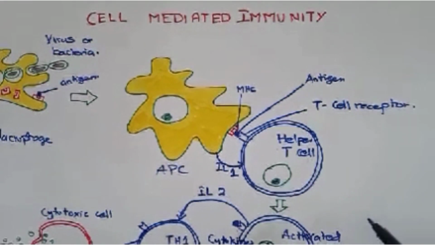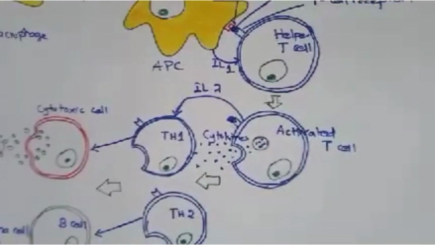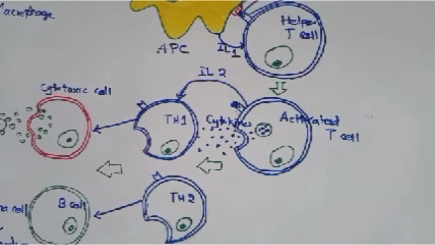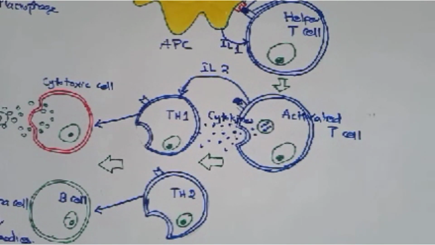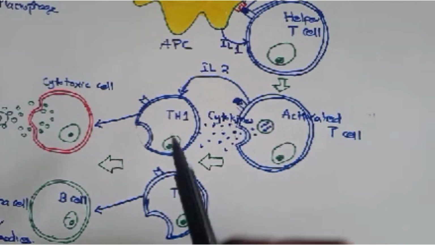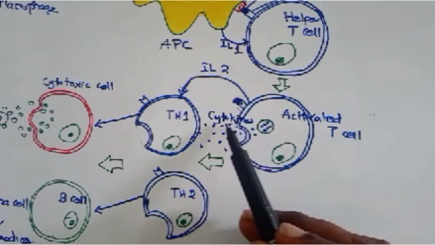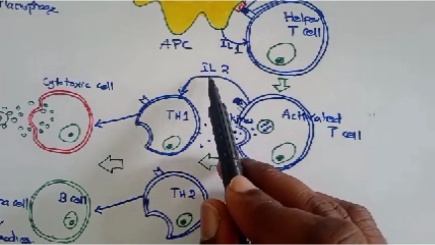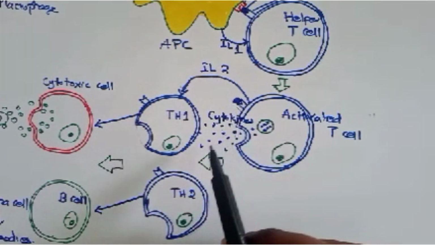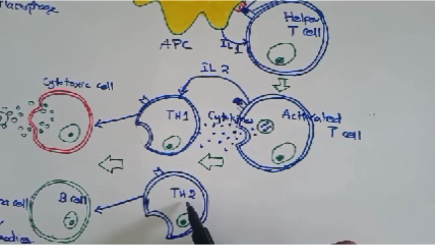Now the helper T cell is activated. The activated T cell further activates the other cell lines of cell mediated immunity. Two types of cells are activated, T helper cell 1 and T helper cell 2. They are activated by the release of substances called cytokines, interleukin 2. The cytokines activate T helper cell 1 and T helper cell 2.